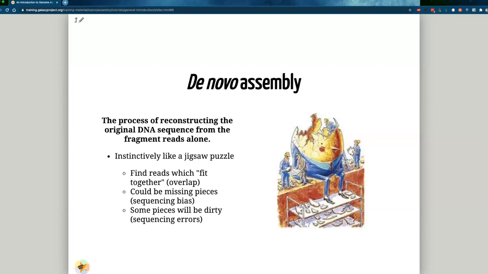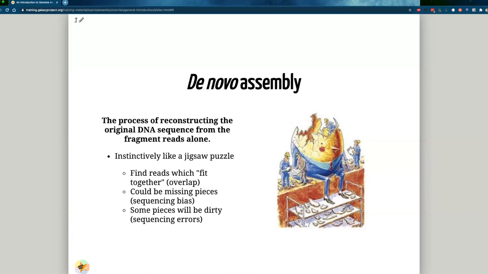Okay, so we'll get started. We'll talk about de novo assembly, which is the process of reconstructing the original DNA sequence from the fragment reads alone. And why do we have fragment reads? Well, the simple reason is that none of our equipment can read a full genome at the moment, and so we can only read small pieces at a time. So what we do is we break the DNA up into small fragments. We send it off to a sequencing lab somewhere. They determine the sequence of some or parts of those fragments and then send those results back to us.